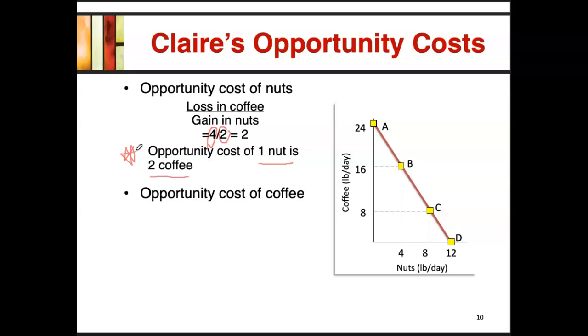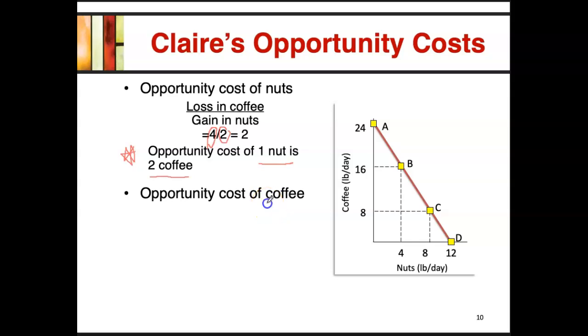Likewise, we can find the opportunity cost of coffee. Again, the opportunity cost of coffee is how many nuts she needs to give up in order to produce coffee. Remember, we assume that she can't multitask. She can't produce nuts at the same time as producing coffee. It's either she produces nuts or she produces coffee. So the opportunity cost of coffee is how many pounds of nuts she needs to give up in order to produce coffee. Again, we use our formula.